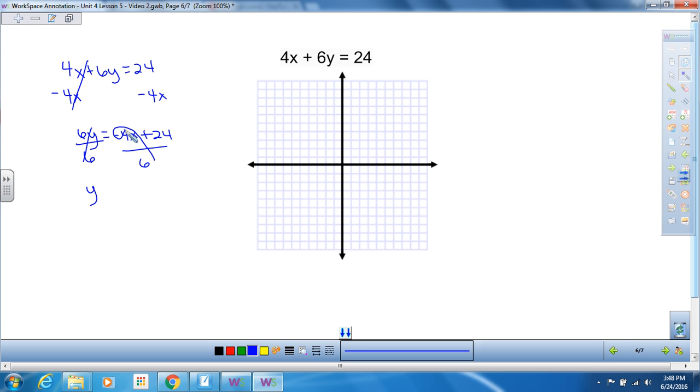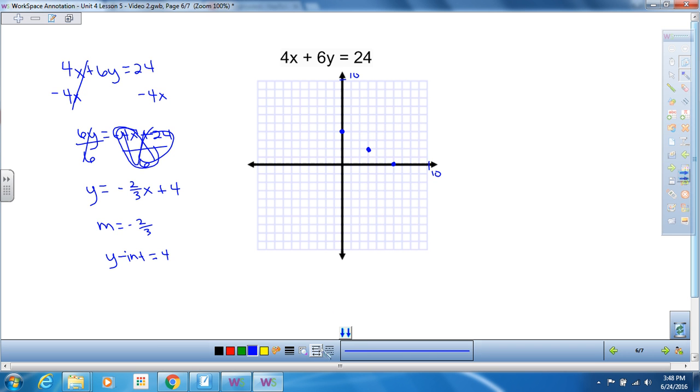When you do -4 divided by 6 as a reduced fraction, that's -2/3 x, and then 24 divided by 6 is 4. So my slope is -2/3. My y-intercept is 4. So you start at 4 on the y-axis. My slope is -2/3, so down 2, right 3.